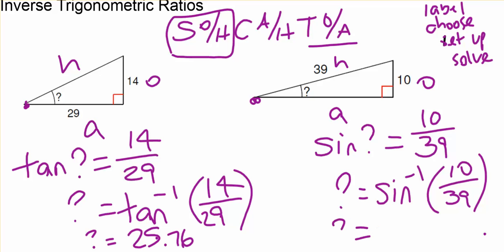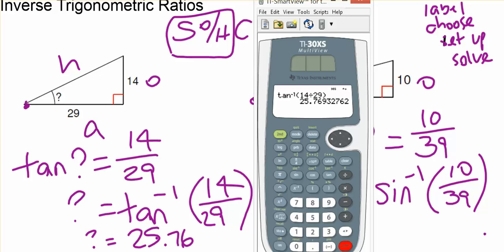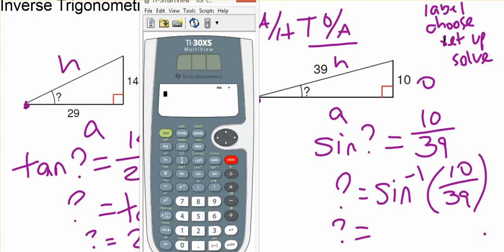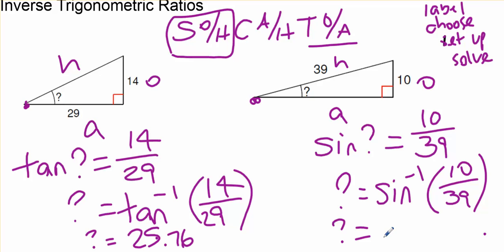So our angle is, and then we're just going to go back to the calculator. We'll clear it out. And we want second sine of 10 divided by 39. Enter. Okay, 14.86. And that is the measure, and that's degrees. Those are both degrees. And that's how you do the inverse.